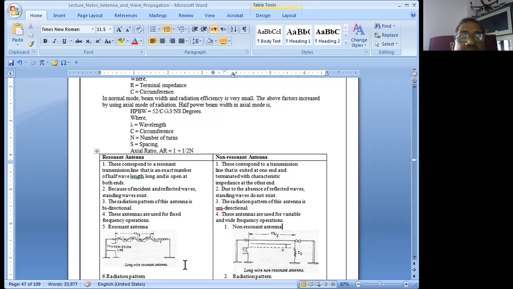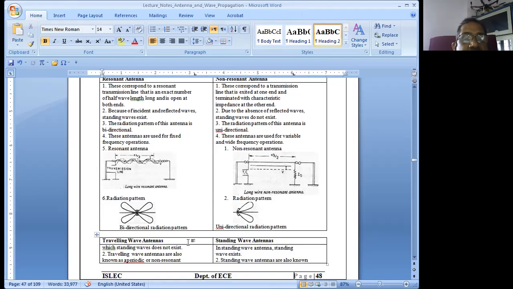Thereby we get a bidirectional radiation pattern, and the pattern looks something like this, where two ways get radiated. Whereas here, the radiation pattern of the antenna is unidirectional; only in one direction does it radiate. So this is for one radiation, and at this end we have another radiation. So at two ends we have a radiation pattern.